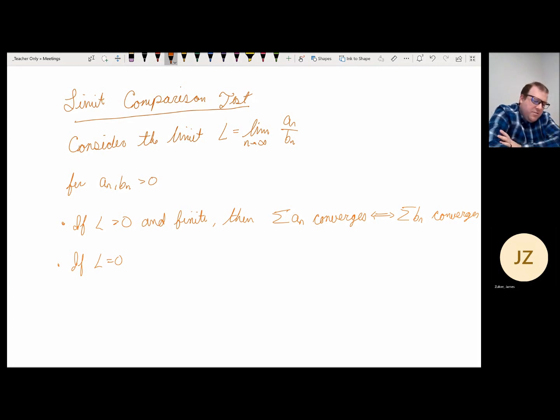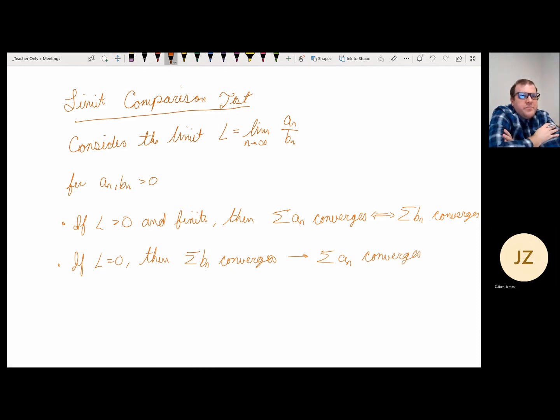If L is 0, then if b sub n converges, so does a sub n. All right, that falls into the first outcome of the direct comparison. The only way that limit is 0 is if b sub n is larger.